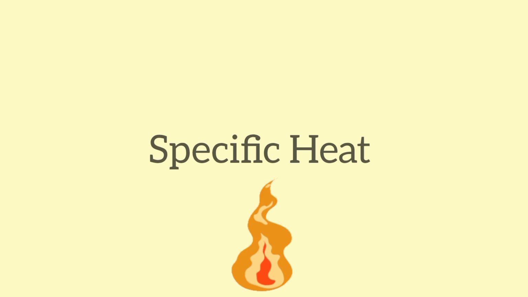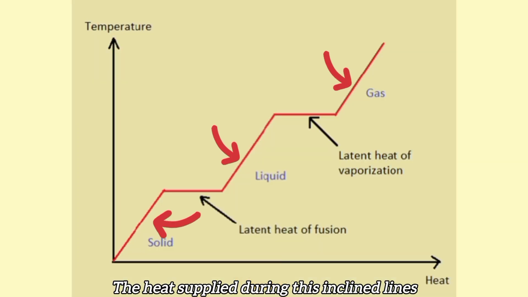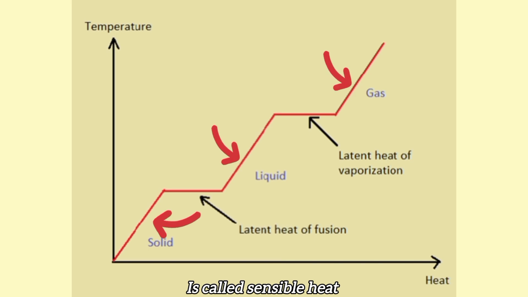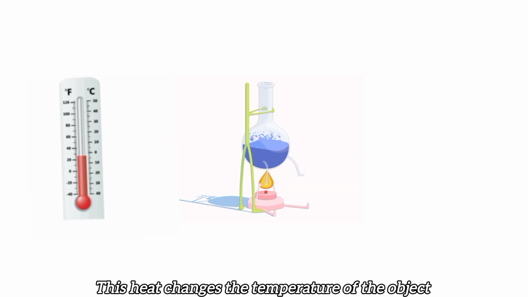Now let's talk about specific heat. Before that, we have to know about sensible heat. The heat supplied during these inclined lines is known as sensible heat. This heat changes the temperature of the object.